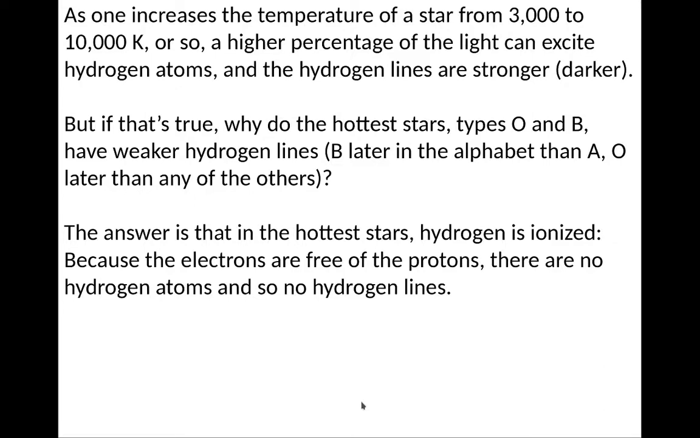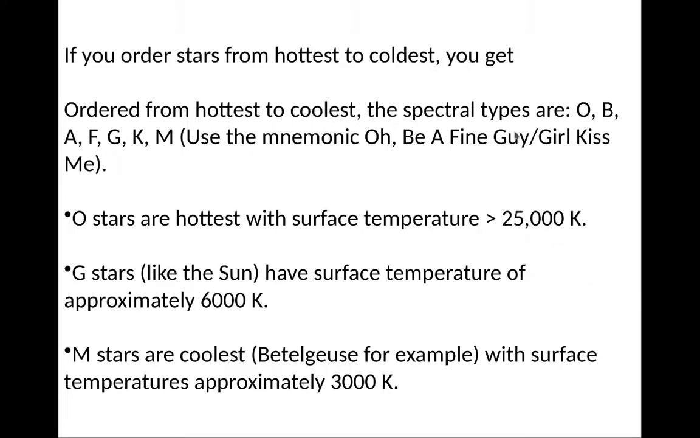So why is it that the temperature of a star changes the hydrogen lines that you see? Well, it turns out that as you increase the temperature of the star from 3,000 Kelvin to 10,000 Kelvin, a high percentage of the light excites hydrogen atoms, and the hydrogen lines get stronger, i.e., darker, right? But if that's true, why is the order OBA for the hottest stars? Why is it not ABC?